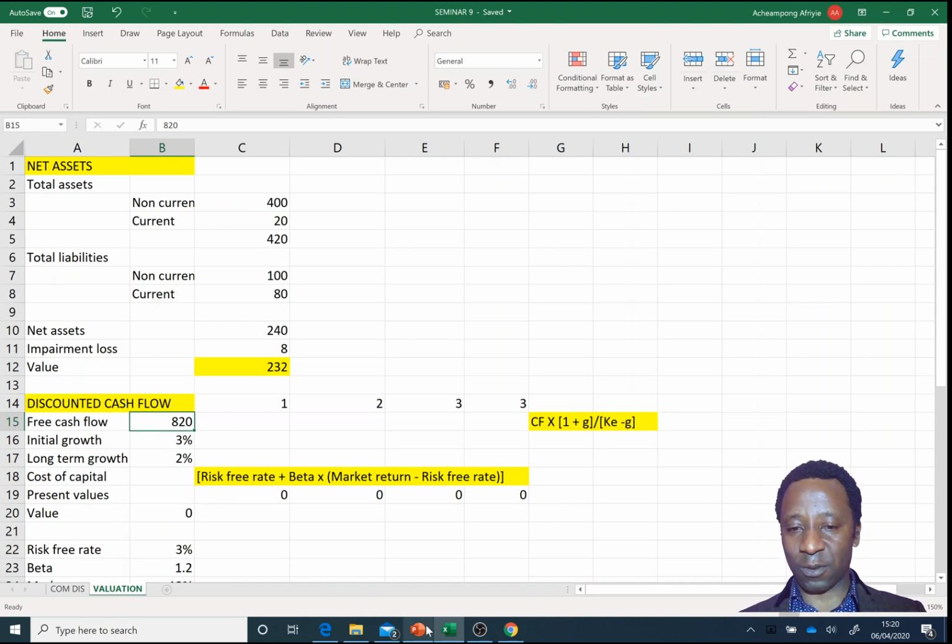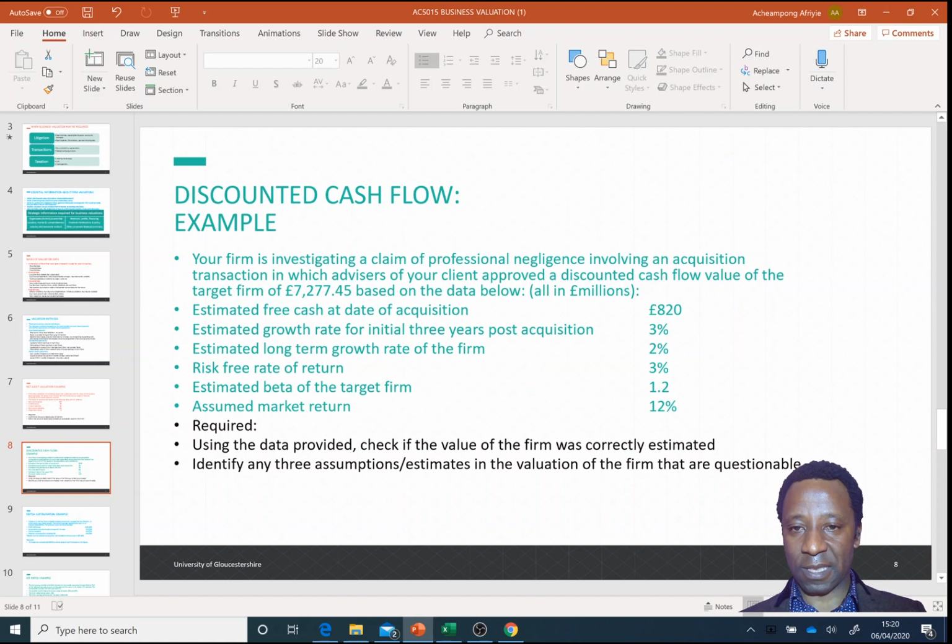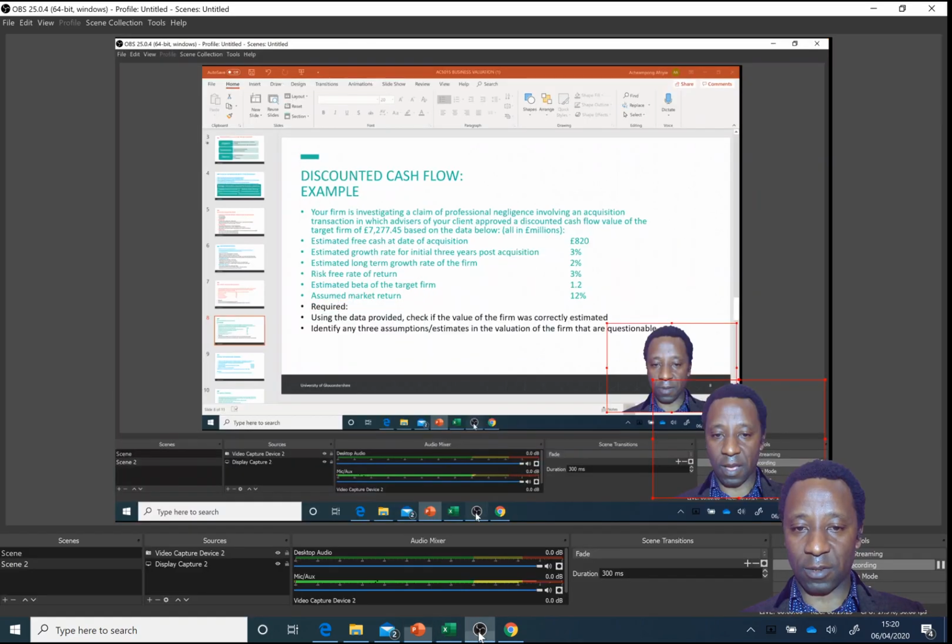We are told in the question there that it is estimated that for 3 years, the firm's cash flows will be growing at 3%. And then after 3 years, for the long term, the cash flows will be growing at 2%. Right. So how do we use that?